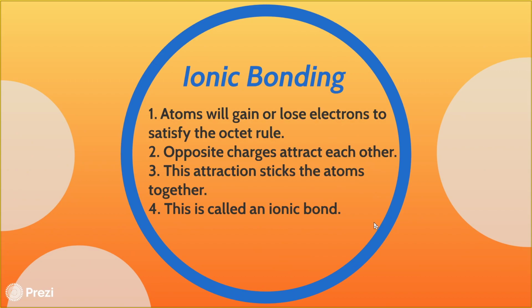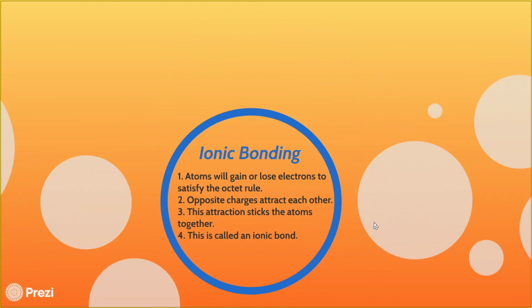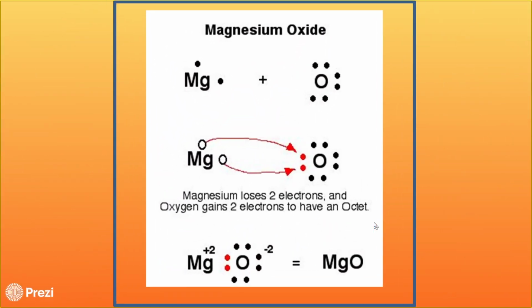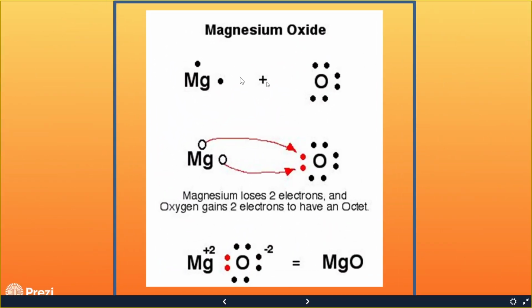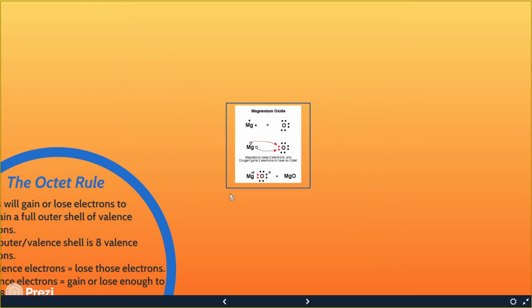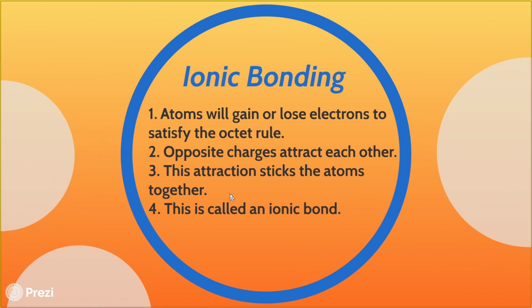When we have ionic bonding, it's exactly what we saw before with that production of that magnesium oxide. So when this happens, this forms our ionic bond. Okay? Those opposite charges, so that plus 2 and that negative 2 in our previous example, attract each other, and that attraction is that ionic bond.